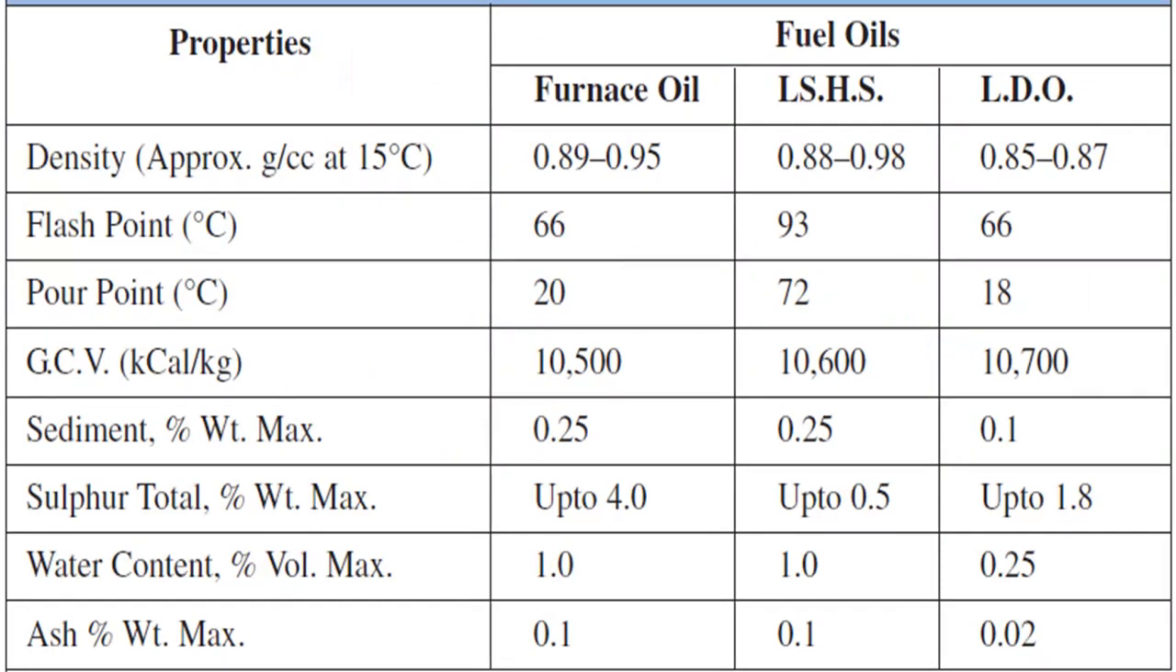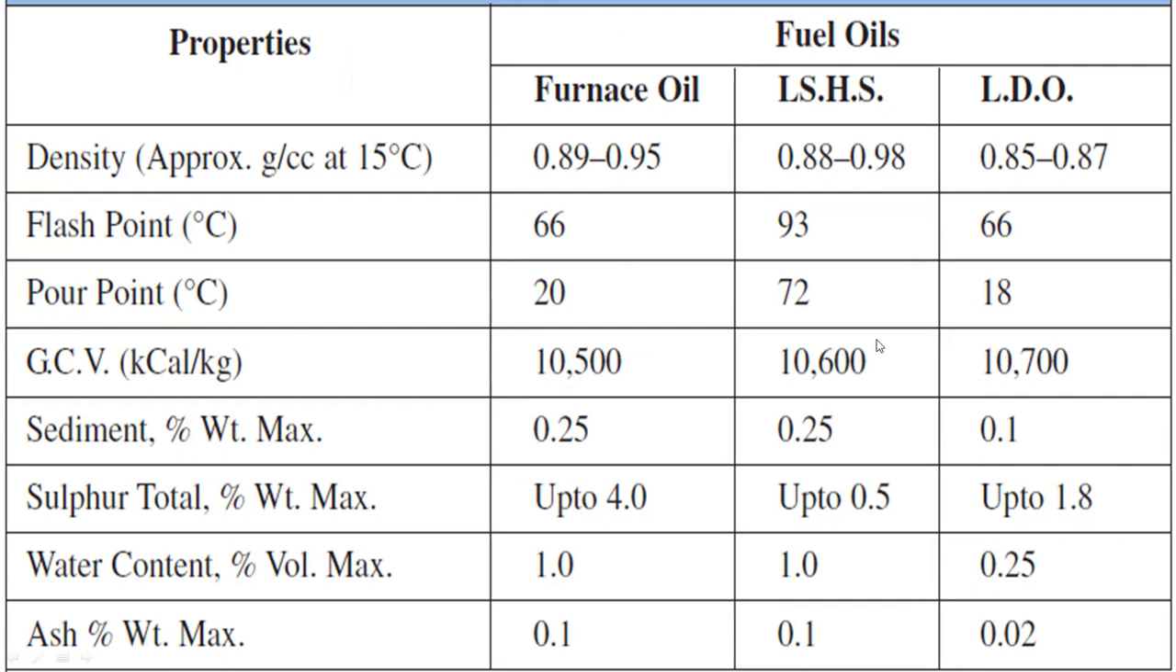Density is around 0.89 to 0.95 for furnace oil, 0.88 to 0.98 for LSHS, and 0.85 to 0.87 for LDO. Density, how it varies. For flash point, 66 for furnace oil, 93 degrees centigrade for LSHS, and 66 degrees for light diesel oil. Pour point is 20 degrees centigrade, 72 degrees centigrade, and 18 degrees centigrade.